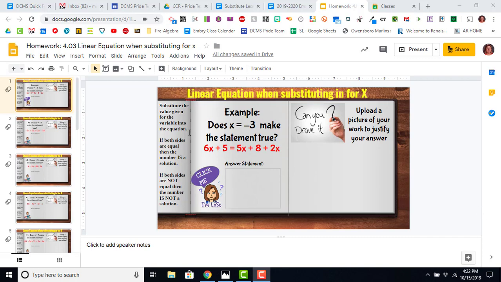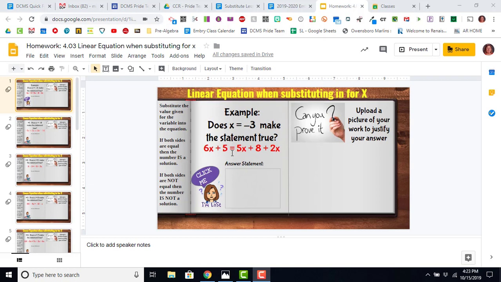Each problem that you're going to get today is going to give you a statement. In this particular case, my statement is 6x plus 5 is equal to 5x plus 8 plus 2x. And it wants to know if I let x equal negative 3, will my statement be true?